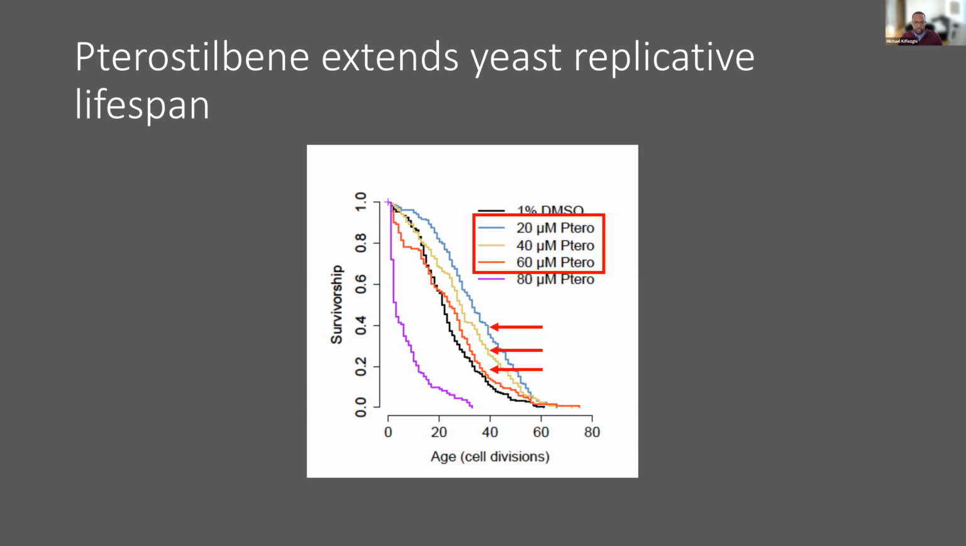We've also tested pterostilbene's effect on yeast replicative lifespan and see a dose-dependent response. Lower doses provide the largest extension with reduced benefits as dose increases. Between 60 and 80 micromolar, the benefit is completely lost with a marked decrease in lifespan at 80 micromolar. So pterostilbene appears to suppress growth in yeast independently of mTOR and is also able to increase yeast replicative lifespan.